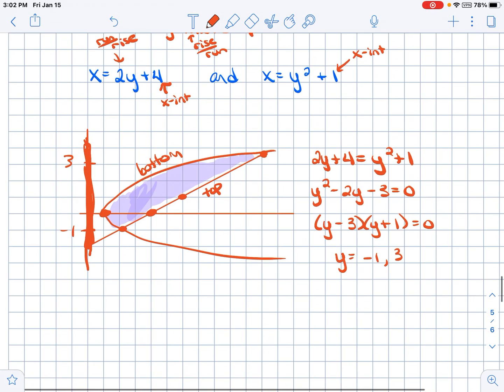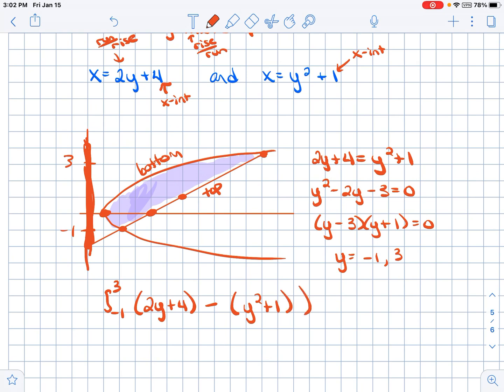So it's kind of interesting. I mean, it's not different than what we've been doing. You're just looking at it from a different perspective. You're looking at it horizontally instead of vertically. So the area between those two curves would be from -1 to 3. The top function is 2y plus 4 minus the bottom function, which is y squared plus 1.